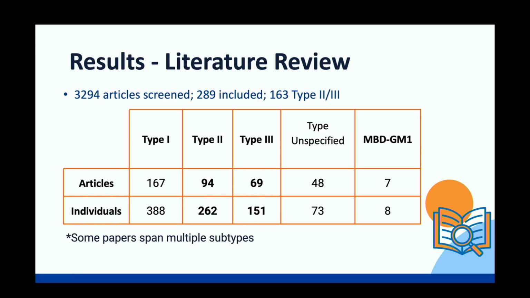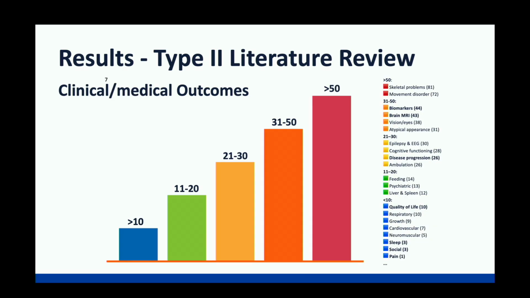So here, just briefly, the results of the literature review. I just want to focus on those Type II and Type III literature reviews that we have finalized. And you can see that quite a lot of individuals were reported in the literature review, and that we found about 130 outcomes. I just want to show you the results of the literature review because there is a difference from what you will then see from the focus group.